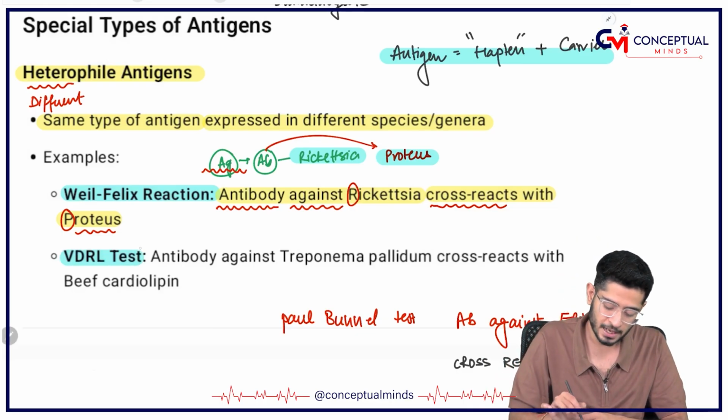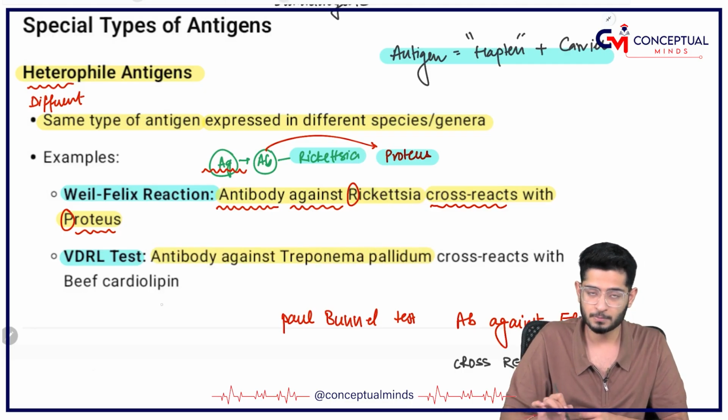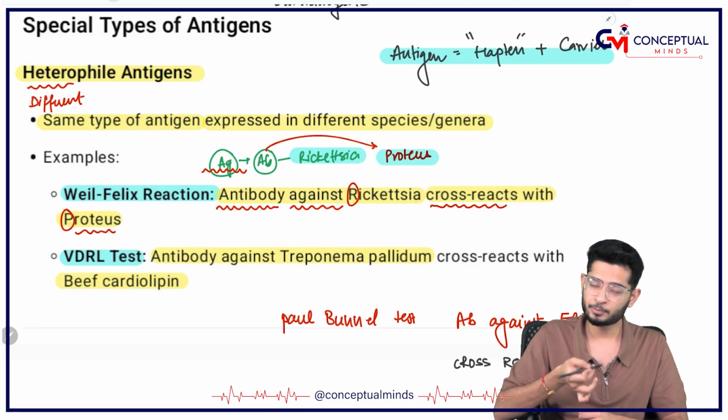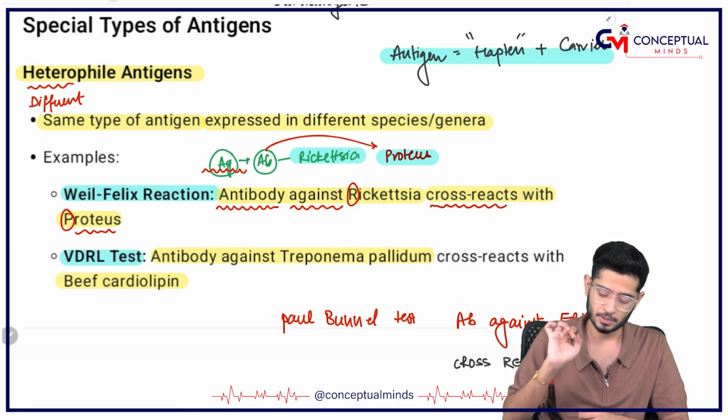Similarly, the VDRL test. So what happens in VDRL? The antibody against the syphilis spirochete can cross react with the beef cardiolipin. So beef is altogether a different genus, and the spirochete is a different genus. So this is the way to remember.